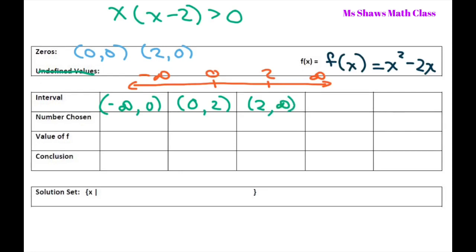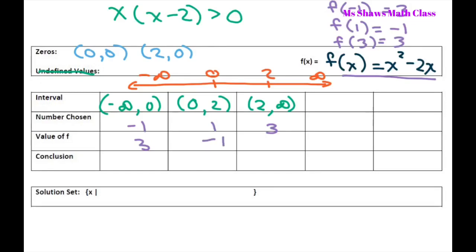And choose values here. So I chose negative 1, 1, and 3, and plug into this equation. So we plug in f of negative 1. When I plug that in, I get 3. Plug in 1, I get negative 1. And if you plug in 3, you get 3. So we got negative 1 and 3. Therefore, this number here is positive, this number is negative, and this number is positive.